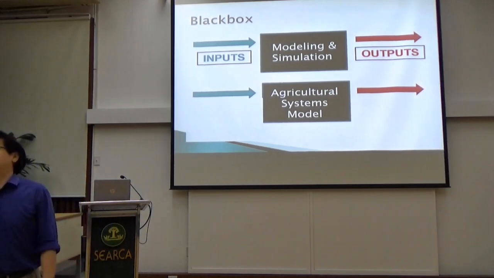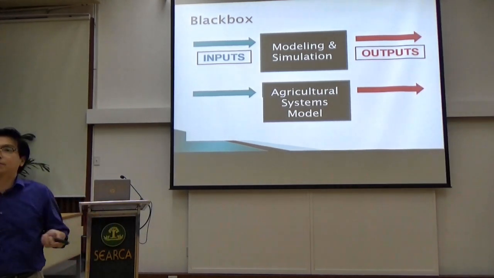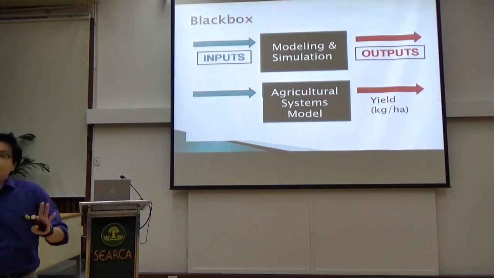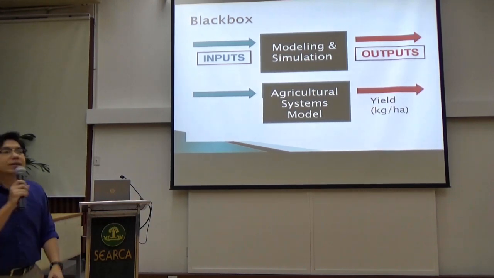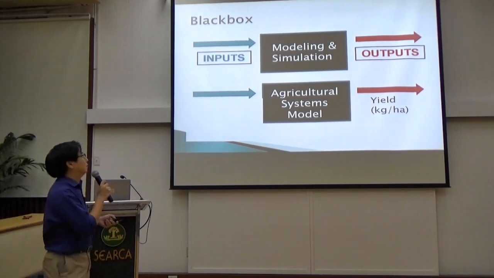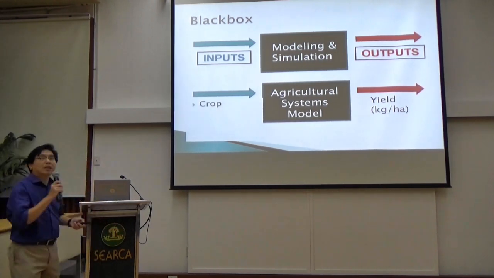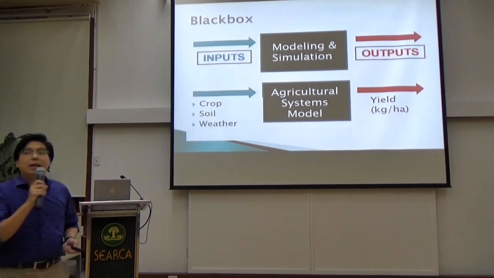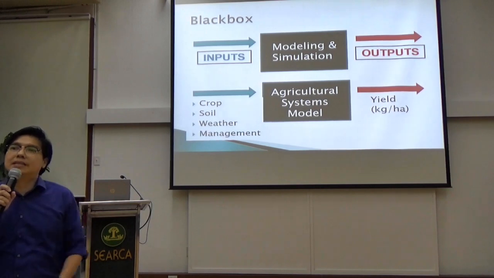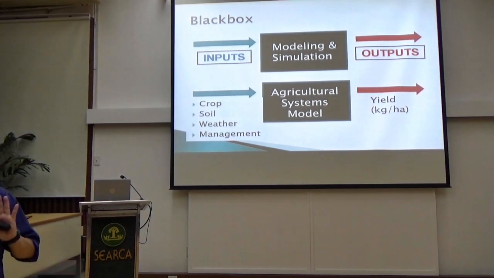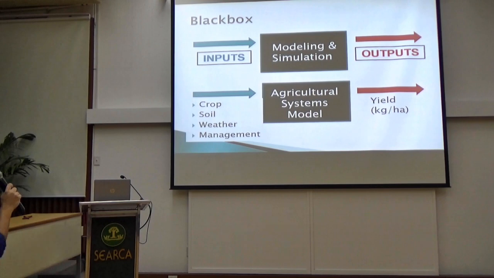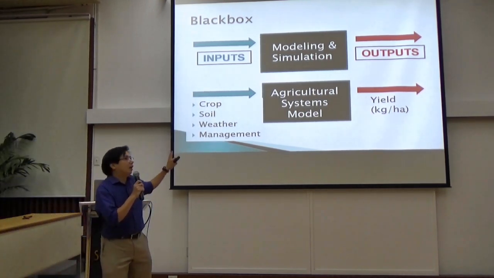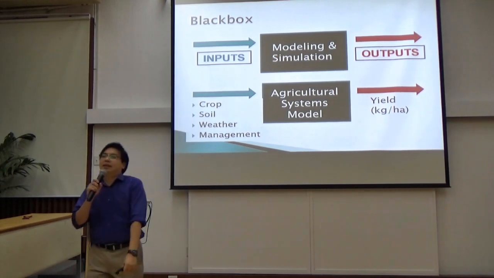What is usually the output? If you have an agricultural systems model, the usual output is the yield. You apply it on a field, how much can you harvest? What could the inputs be? The usual inputs are what crop, what soil, the weather, and the last one is management. So these are the usual inputs. Basically, if you have a model, you put in this input and let it run, and suddenly you have your yield.